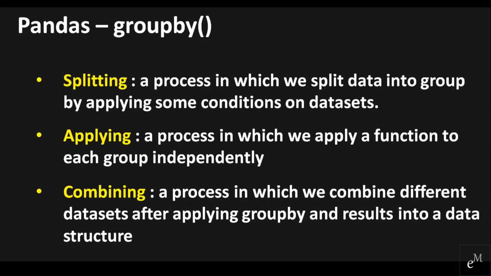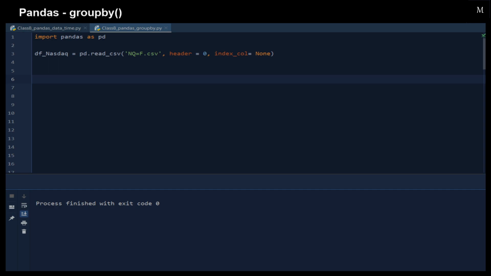Splitting refers to a process in which we split data into groups by applying some conditions on the dataset. Applying refers to a process in which we apply a function to each group independently. Combining refers to a process in which we combine different datasets after applying group by and results into a data structure. So let's go through a few examples to understand the process involved in the group by concept.